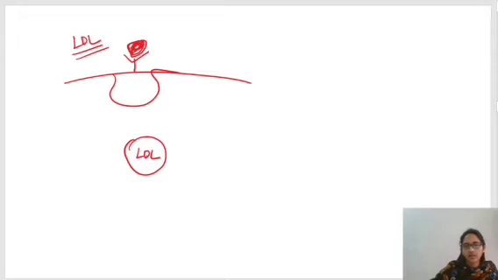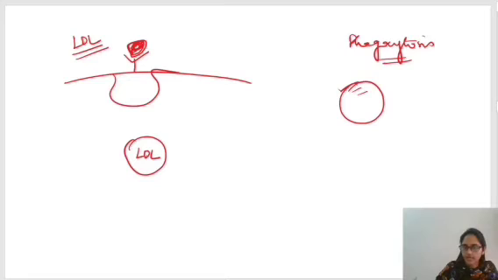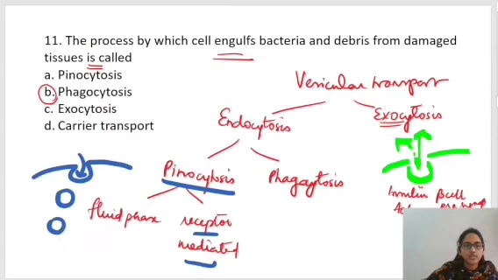And what is phagocytosis now? Phagocytosis is nothing but engulfment. All the bacteria and debris are being engulfed, or phagocytosed, inside the cell, and it can later fuse with a lysosome wherein the bacteria will be digested. So this is phagocytosis. The process by which a cell engulfs bacteria and debris from damaged tissue is called phagocytosis.